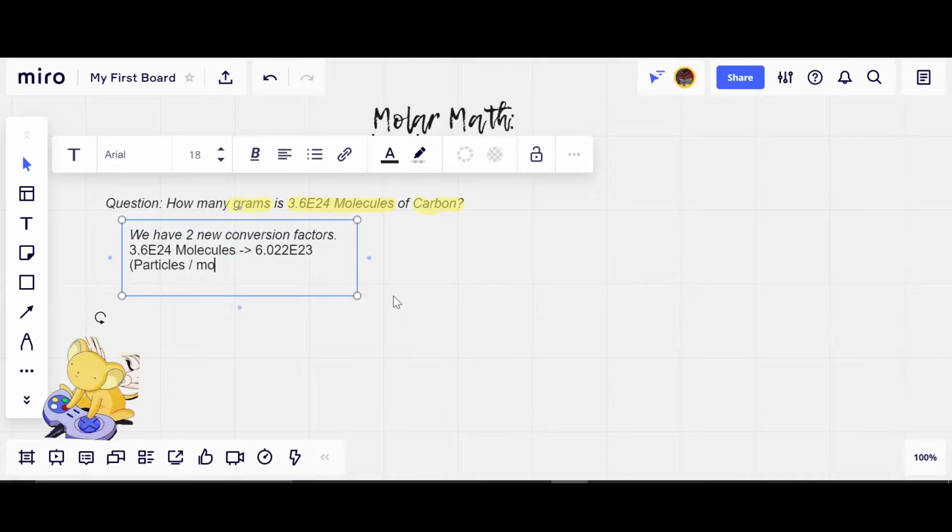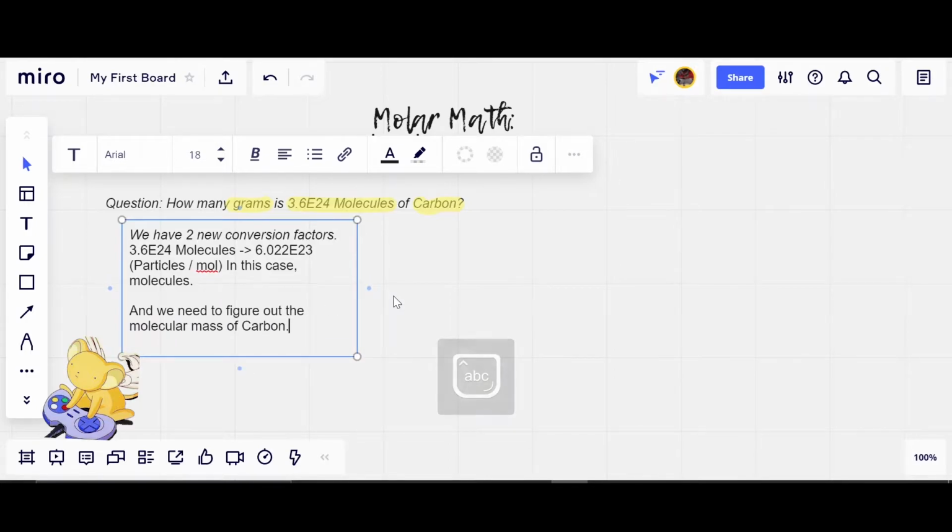However, there is a number that is used to convert molecules to moles, Avogadro's number, 6.022e23. That will help us get there. Then we have to find the molecular mass of carbon, which can easily be found on a periodic table. The molecular mass of carbon is 12 grams. That will help us go from moles to grams.